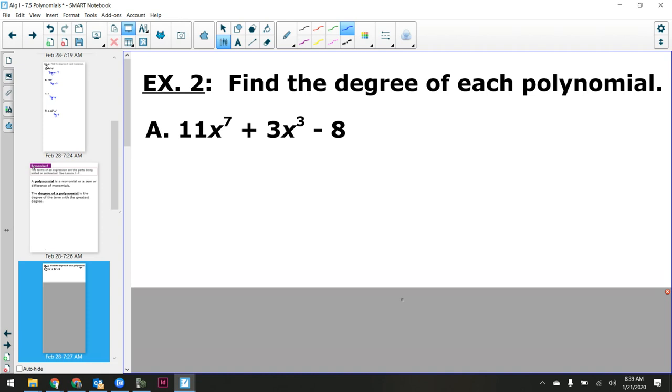What's my degree of the first term? 7. What's my degree of the second term? 3. What's my degree of the third term? 0. Now, don't add them up anymore. That's a very common mistake. You just take the biggest one. What's the biggest number that you see? So the degree is 7. Okay? That's a very common mistake. Don't say 10. The degree is not 10. The degree is just 7.